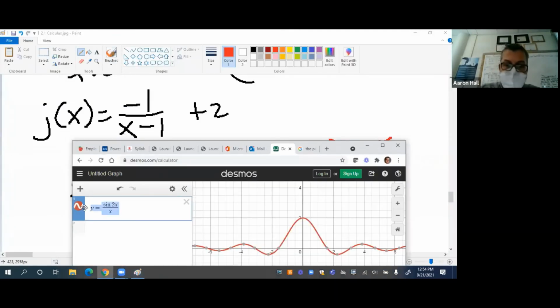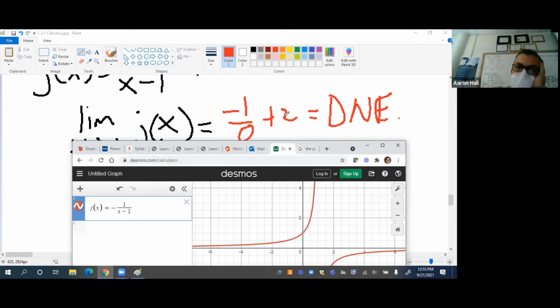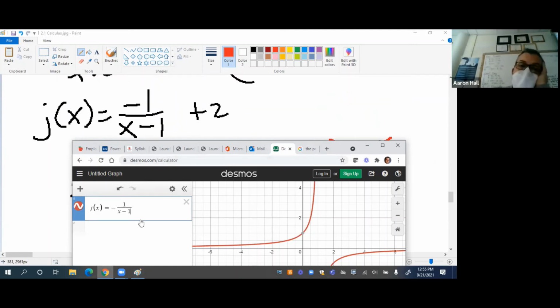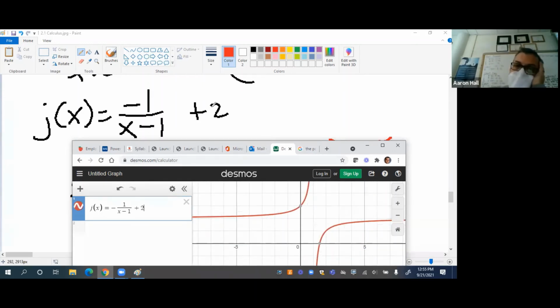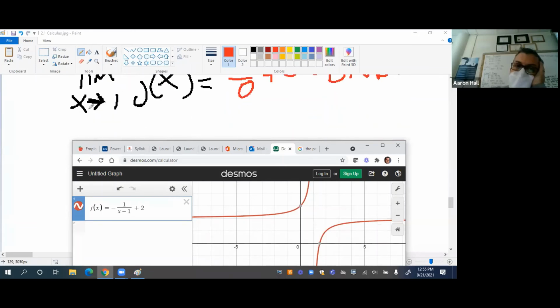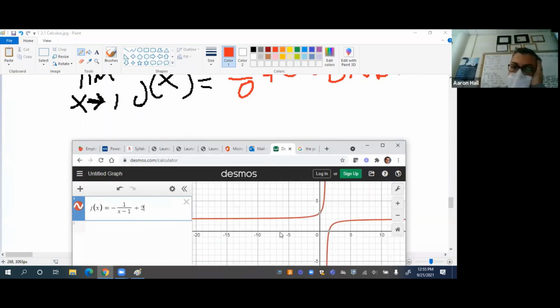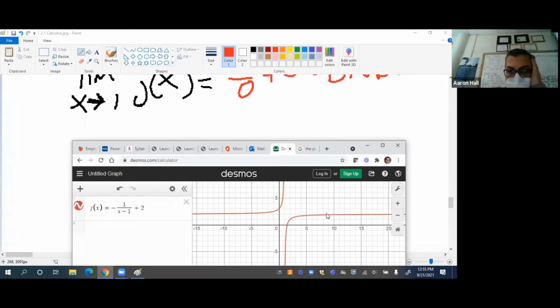I have j of x equals -1 divided by x minus 1, plus 2. What x value am I approaching? I'm approaching 1. And like Bryn said, when x approaches 1, our y value goes where? It goes to infinity and negative infinity.